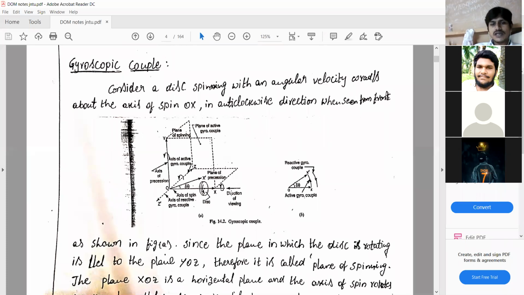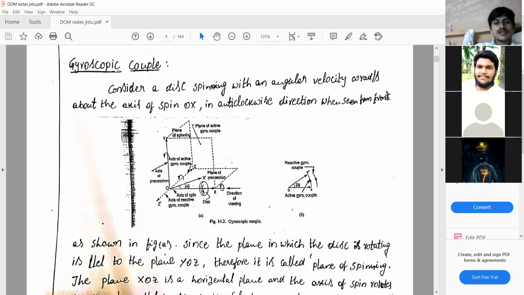The direction of rotation is there. Consider a spinning disk rotating with the angular velocity omega in the anti-clockwise direction when viewed from the front side. Here the OX is shifted to the position OX dash with the angular displacement of del theta in the interval of time delta t.